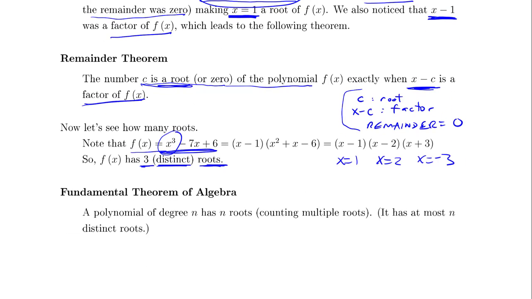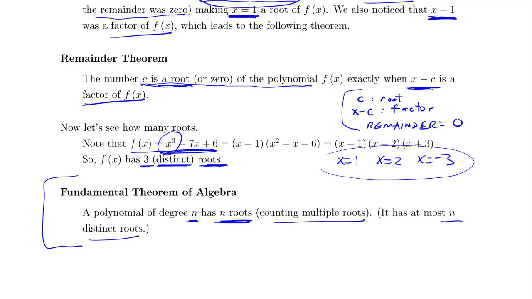And that is one of the biggest things we'll look at here, called the fundamental theorem of algebra. A polynomial of degree n has n roots. Again, we have to count the multiple roots separately, as we did with the quadratic. So it has at most n distinct roots. So this cubic here did have 3 distinct roots. That's the most it can have. So we could have had 2 distinct roots or 1 distinct root as well, but it had to have 3 roots in total.